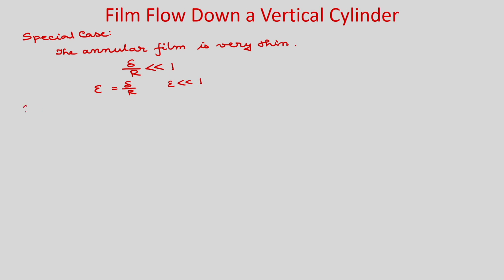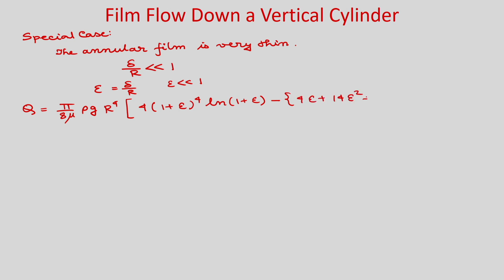Okay. So, now let us define epsilon, which is delta by r. So, obviously, epsilon will be much less than 1. So, now if you express the volume flow rate in terms of epsilon, then we can write pi by 8 mu rho g r^4 into, now delta by r we are putting epsilon, ln(1 + epsilon) minus 4 epsilon plus 14 epsilon^2 plus 12 epsilon^3 plus 3 epsilon^4.